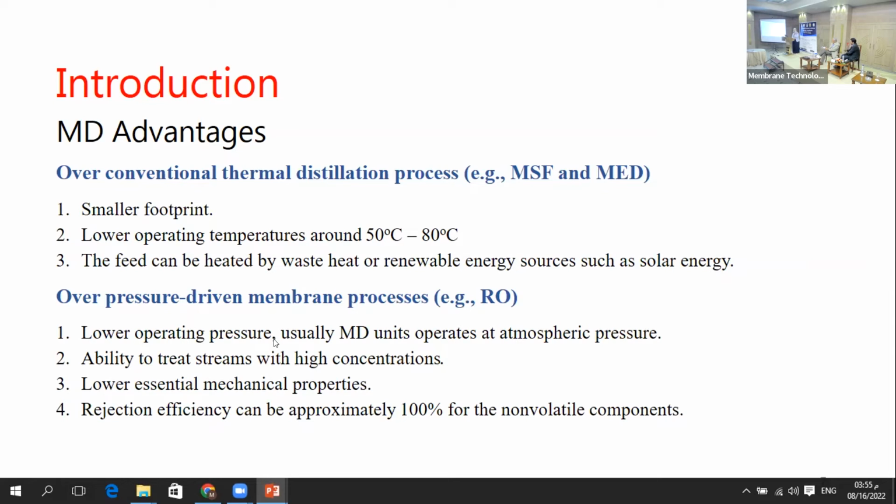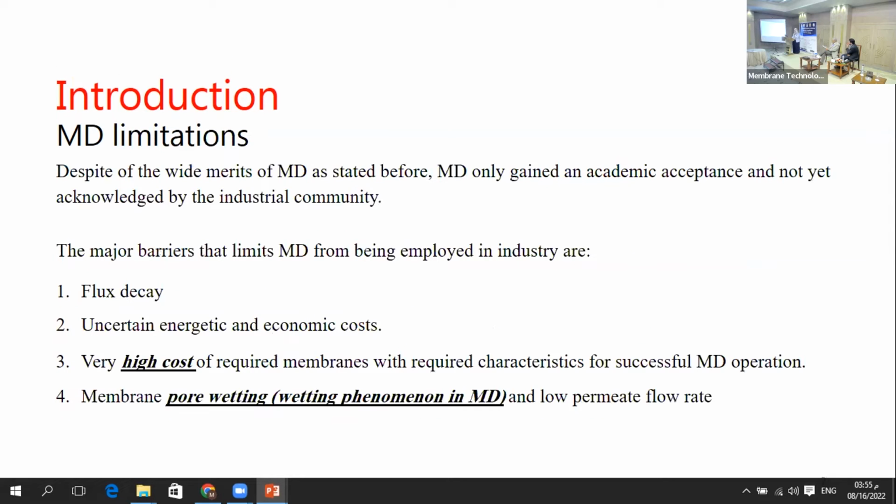It has a lower operating pressure. Usually, MD operates at atmospheric pressure. It has the ability to treat streams with high concentrations, low requirements for mechanical properties, and the rejection efficiency theoretically can be approximately 100% for the non-volatile components.